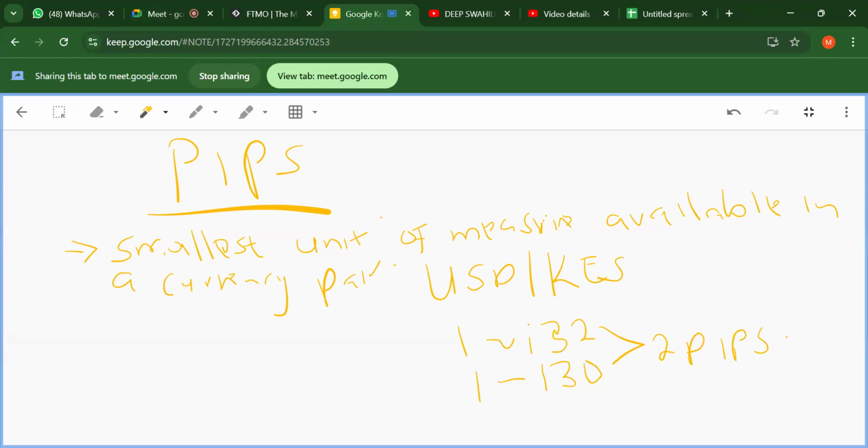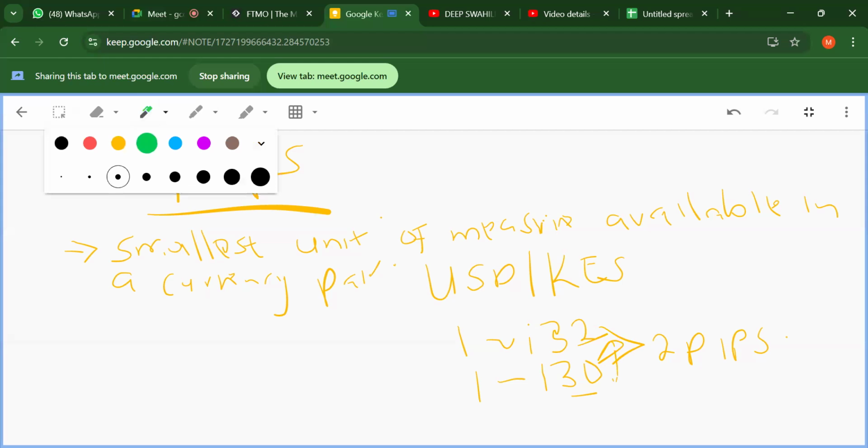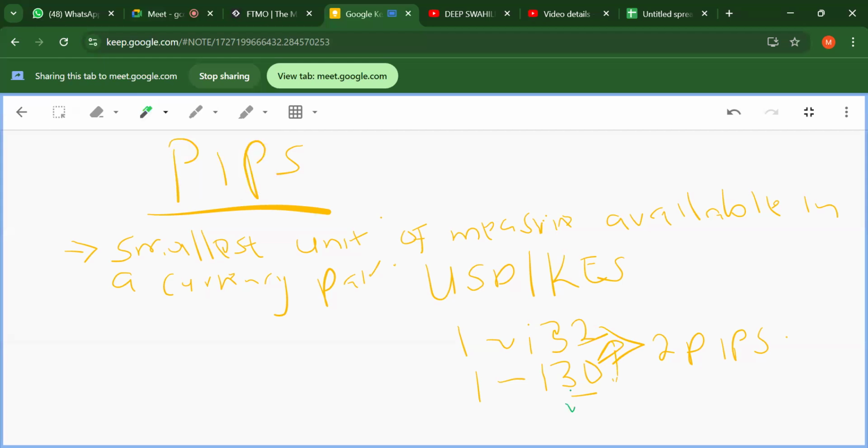And for instance, here we have said it has shifted from 130 shillings to 132. At that point, we say the market has moved up by 2 pips. Or let's say it has dropped from 130 probably to 127. At that point, we'll say the market has dropped by 3 pips. You don't say 3 shillings. Okay. So this is the simplest way to interpret pips.